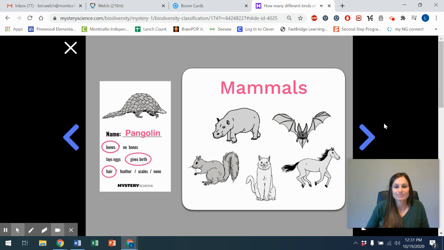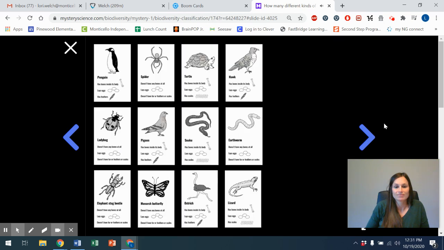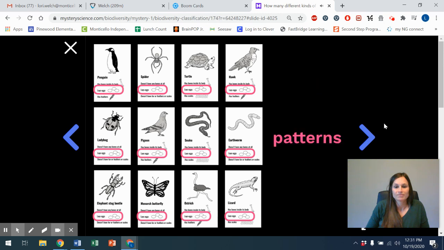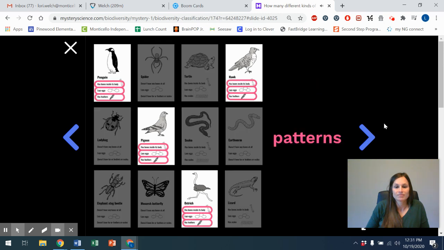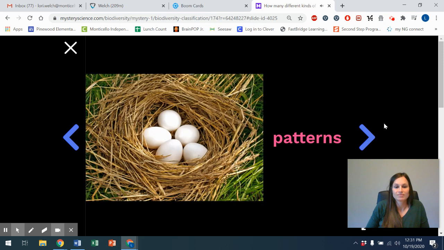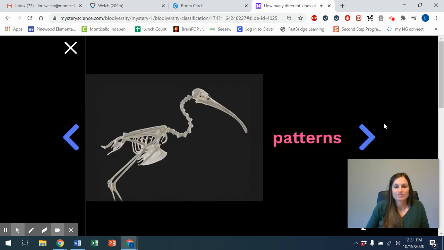Now, one of the things I hope you notice today is that scientists don't group animals based on just one characteristic. For example, it's not enough to just know that an animal lays eggs. Many animals lay eggs. We would need to know more about an animal than just that one thing. Instead, scientists look for patterns. They look for a bunch of characteristics that a group of animals might have in common. They look for what an animal looks like on the outside. They look at what it's like when it's born, and what it looks like on the inside too.